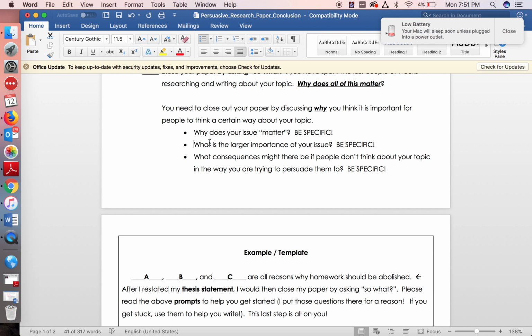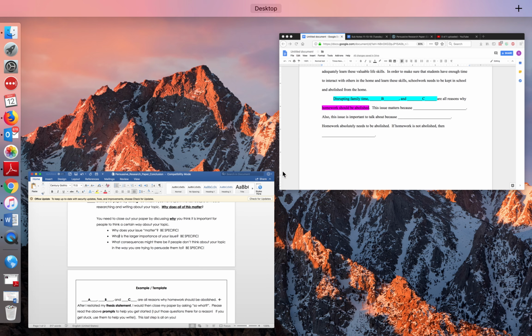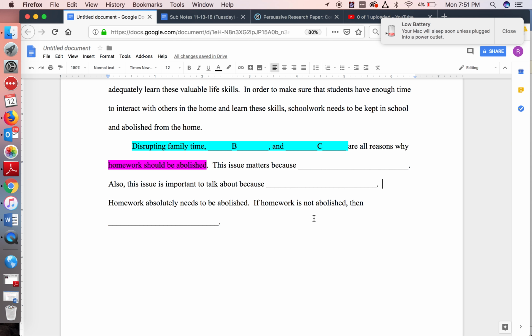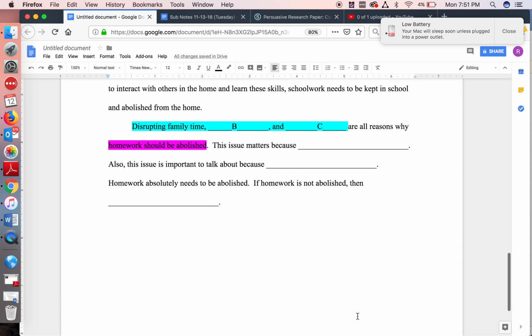What's the bigger importance of this issue? Why is it an important thing for everybody to be talking about, whether it be homework or bullying, some of you are doing, or carrying concealed weapons, some of you are doing, or school shootings, some of you guys are doing, or animal cruelty, some of you guys are doing, all these topics, right? Why are these important issues to be talking about? And I want you to think about that. You can do that here.